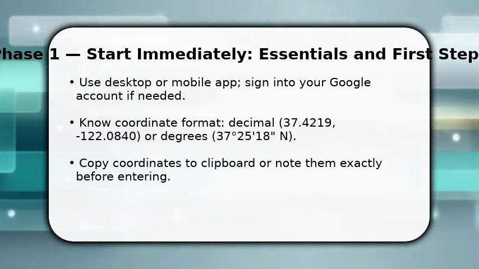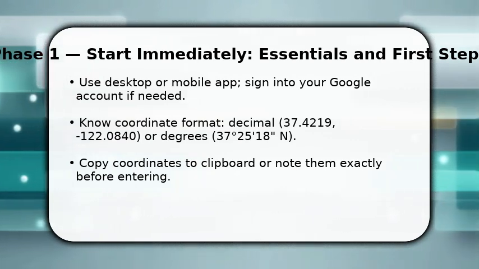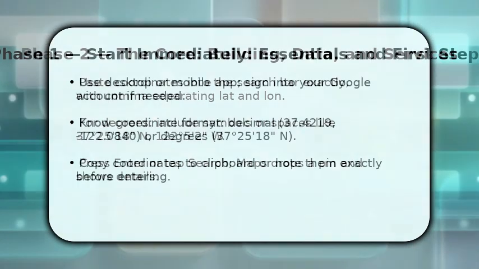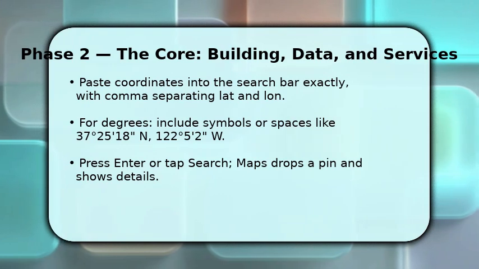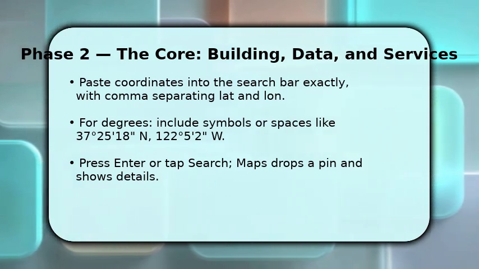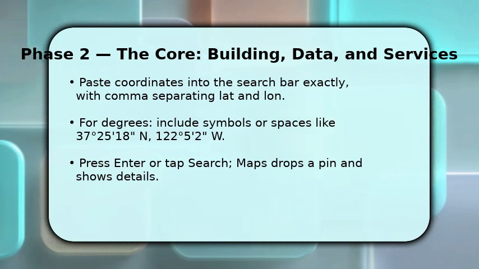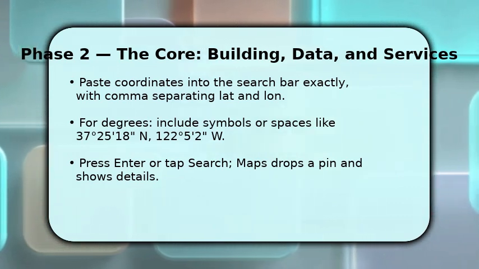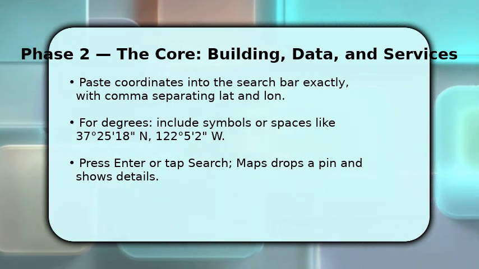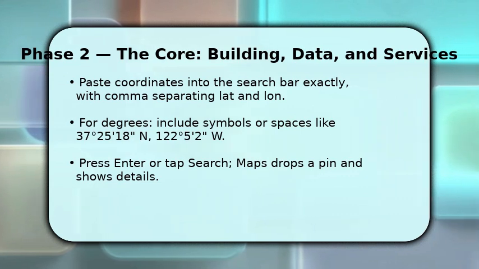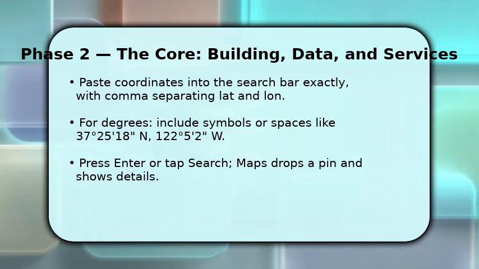If you're on mobile, also enable location permissions, so Maps positions you relative to the coordinates you enter. Now paste or type the coordinates into the search field. Use a comma to separate latitude and longitude, for example, 37.4219, minus 122.0840. If you have degrees, include degree, minute, second symbols, or equivalent spacing so Maps parses them correctly.